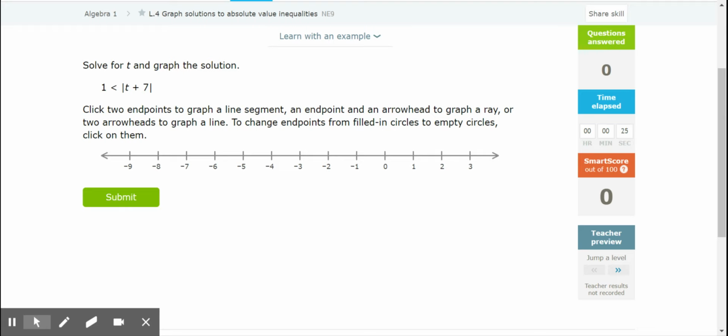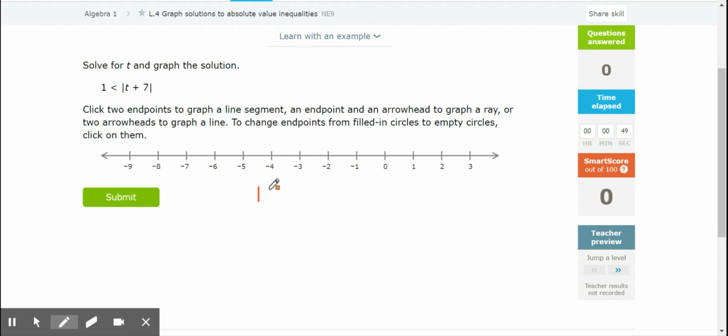Okay, guys, now we're going to be taking a look at L4, graph solutions to the absolute value. So we're going to solve things in the same manner that we did before, but now we're going to put the solution on the number line. Now, one of the things that they like to do is they like to write the absolute value on the opposite side. So I'm going to take the time and rewrite. 1 is less than this, which means this has to be greater than that.